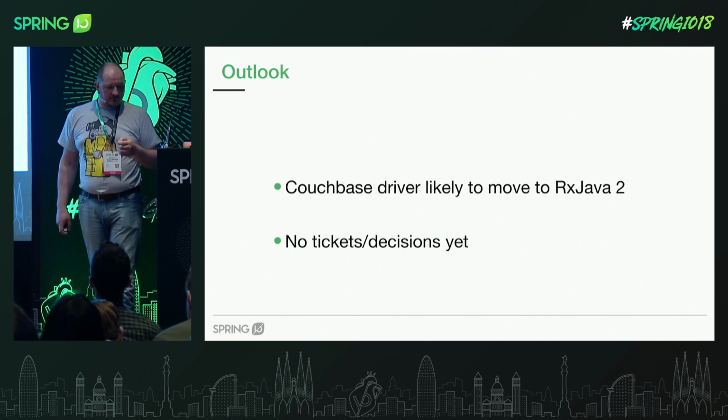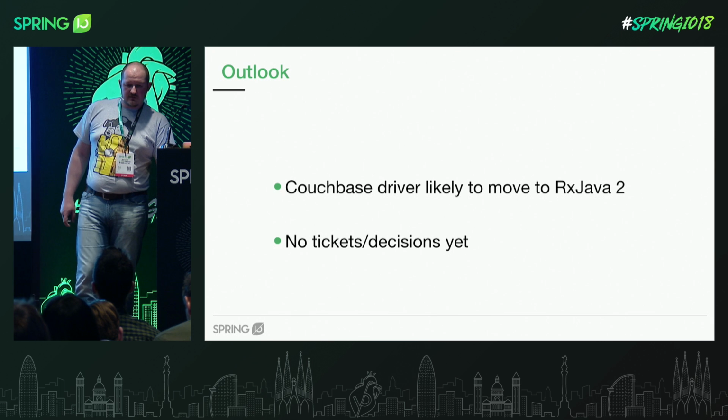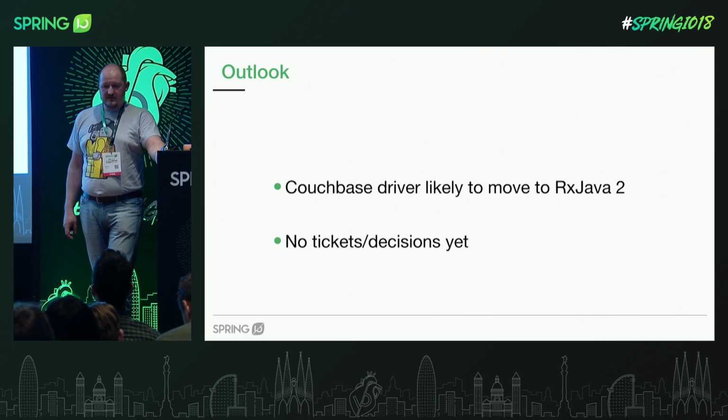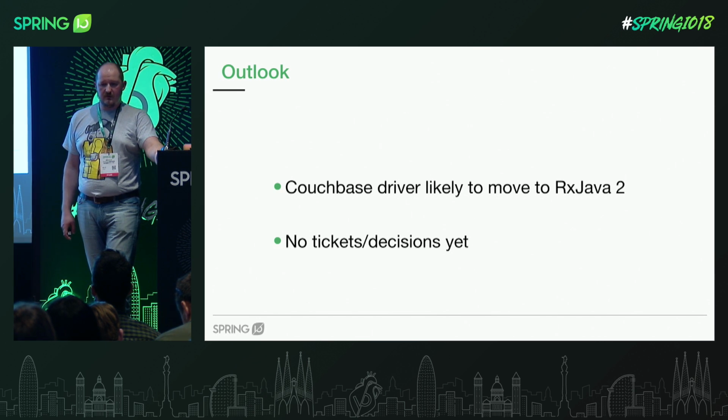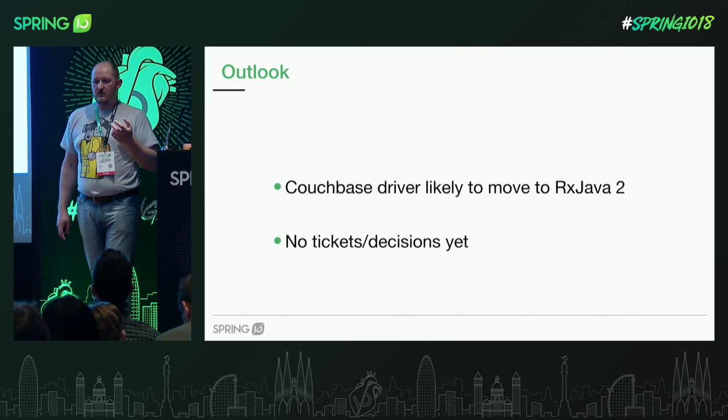So I mentioned RxJava 1 in the context of Couchbase. That's end of life. There is, however, no decision yet what the future of this driver will be. It is likely that Couchbase will migrate over to RxJava 2, but there is no decision yet. If that's an essential bit for you to know when there will be some movement, go to the issue tracker and ask these folks. The integration for Spring Data Cassandra, for Spring Data Couchbase is already there.